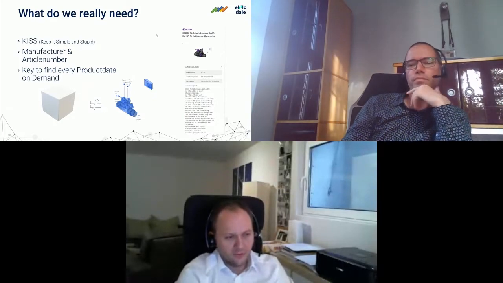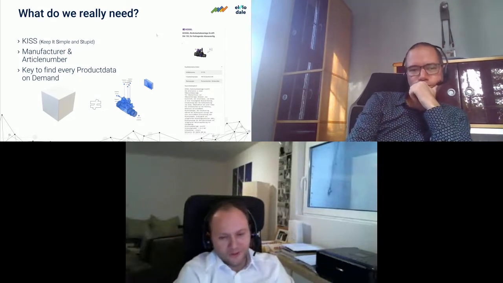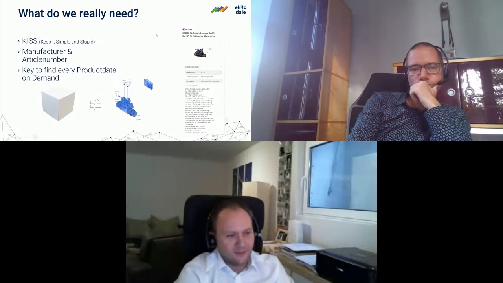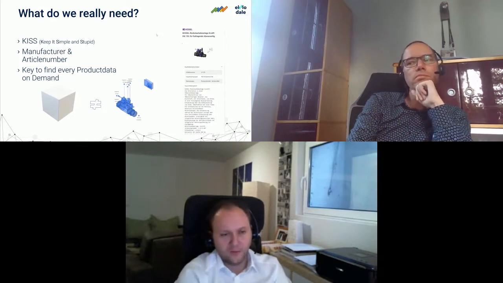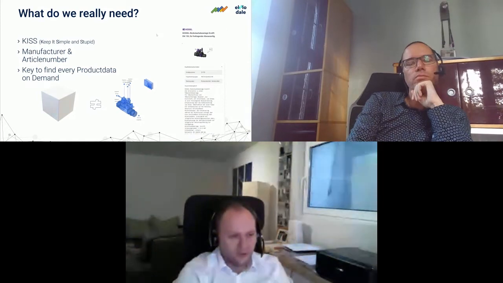So we said, okay, do it the KISS way, keep it simple and stupid. The only thing that you need from a product is the manufacturer and the article number. With these two informations, you're able to buy it. And if you are able to buy it on the market, you are also able to find further informations. And so our PDOD service creates a kind of key with the manufacturer and article number. And with this key, we can find every further product information later on.